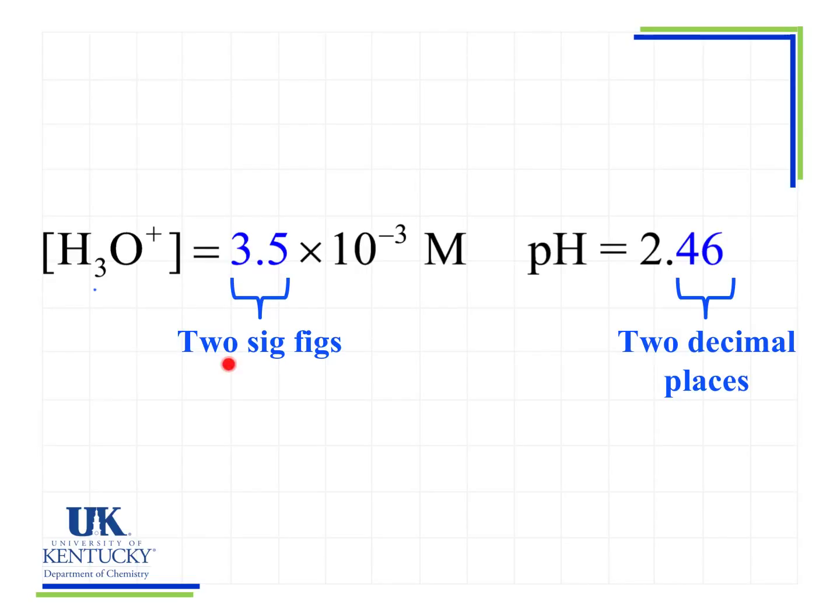And so if we had 3 sig figs, we'd have 3 decimal places, and so on.